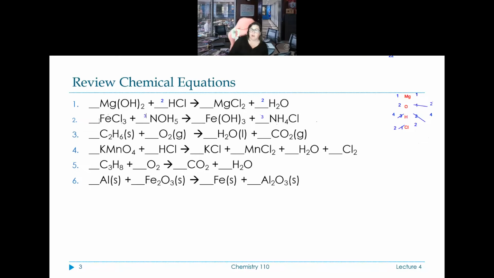So now iron, chlorine, and nitrogen are okay. How many oxygens? 3 oxygens. Oh, and 3 oxygens. Okay, awesome. I have 3 times 5 is 15 oxygens on the reactant side. I have 3, and 3 times 4 is 12. 12 plus 3 is 15. That's balanced. Okay, so that is completely balanced.